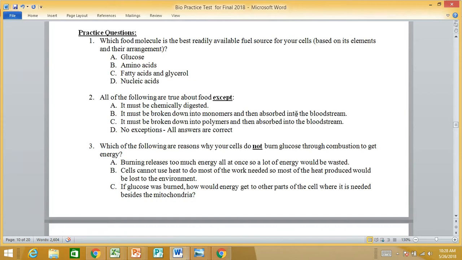So, which food molecule is the best readily available fuel source for your cells? Glucose is it. All of the following are true about food except what? All of these answers are correct.